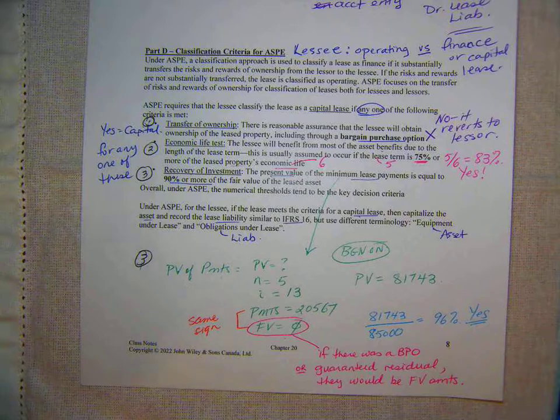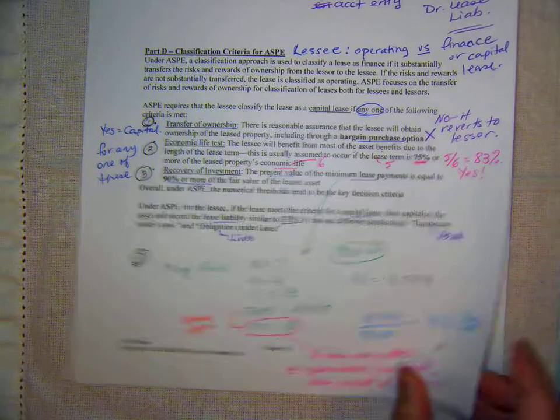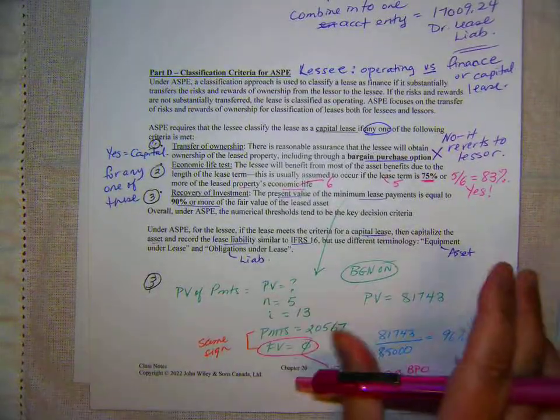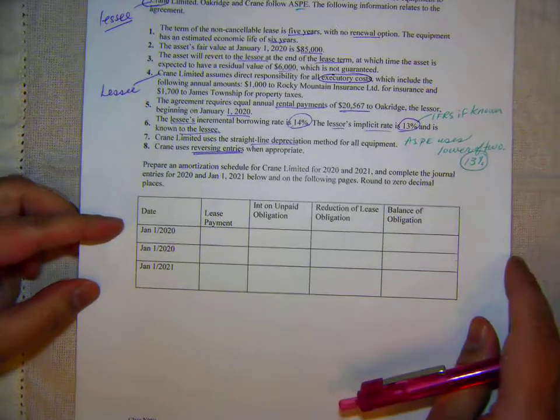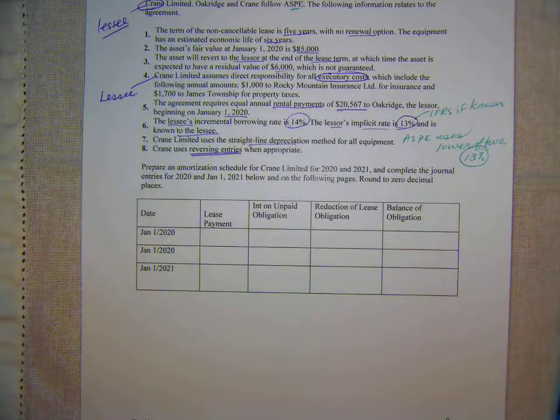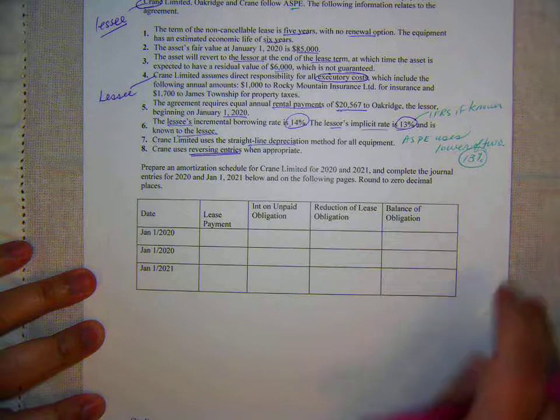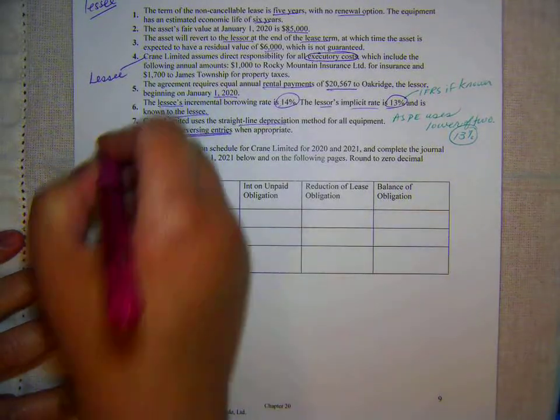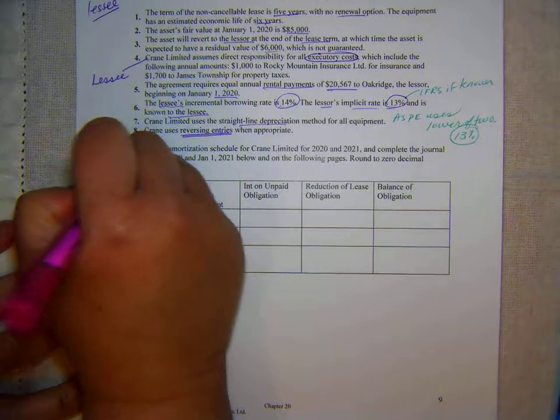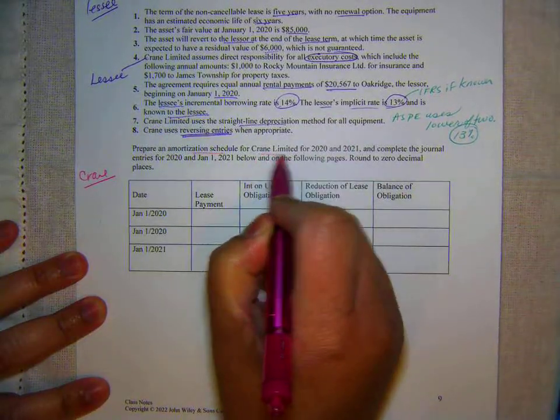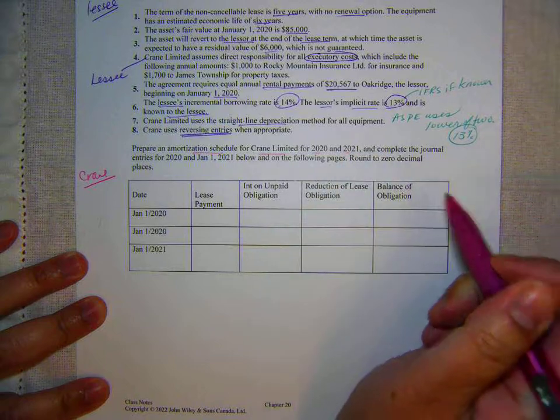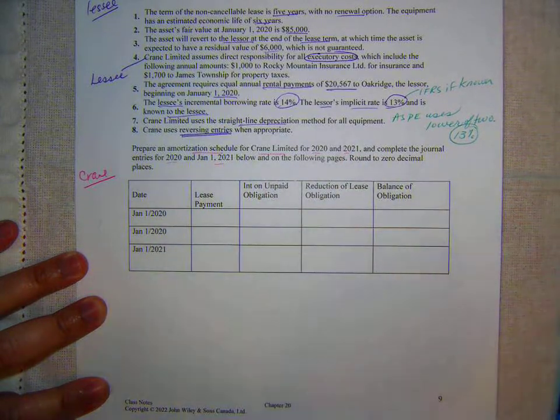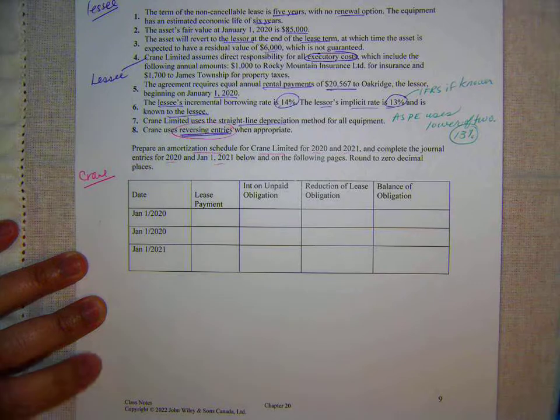Okay, so if you're good with that, we're going to leave page 8, go on to page 9, and actually do the problem now that we know it's a capital lease. So, what they want us to do is the amortization schedule for Crane Limited for 2020, 2021, and complete the journal entries. And remember, we're using reversing entries, so I'll talk about that when we get to it.